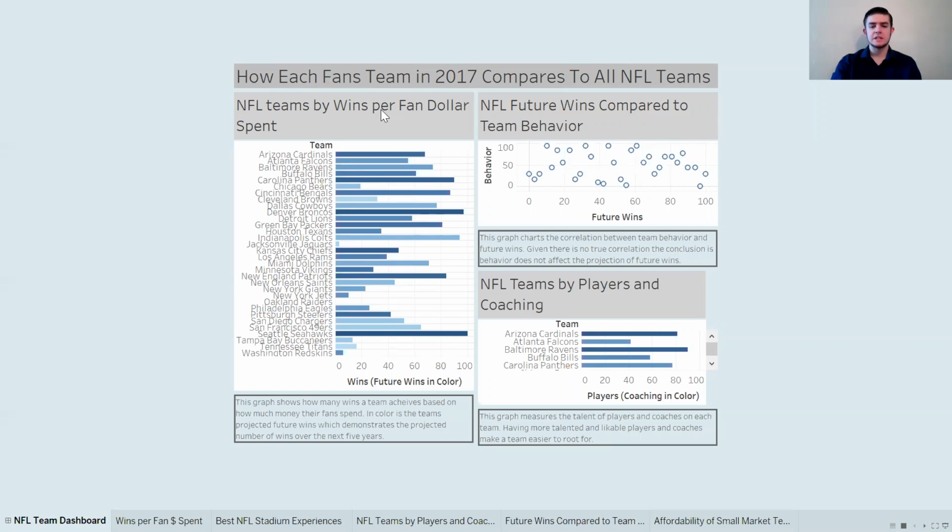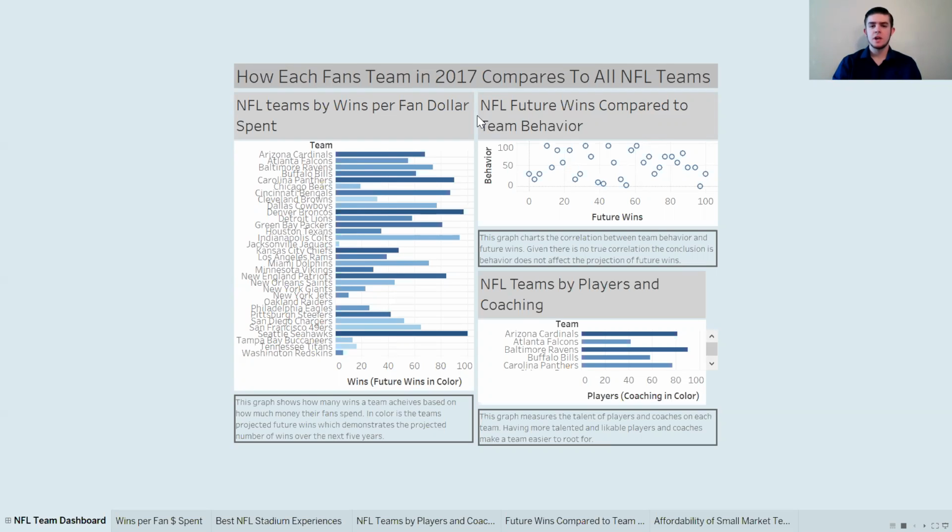But of course, if you have a team that is really high in wins per fan dollar spent, and their future wins is high, then it's most likely a team that will have a lot of money coming in the next season and in future seasons. And just the opposite, if a team is really low in wins per fan dollar spent, and future wins is low, that obviously means there's probably not going to be all that much fan dollar spent then either.